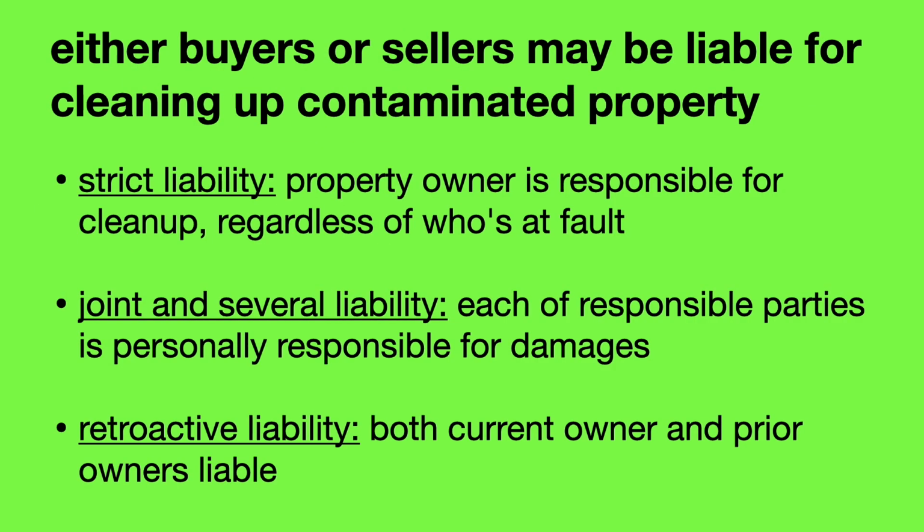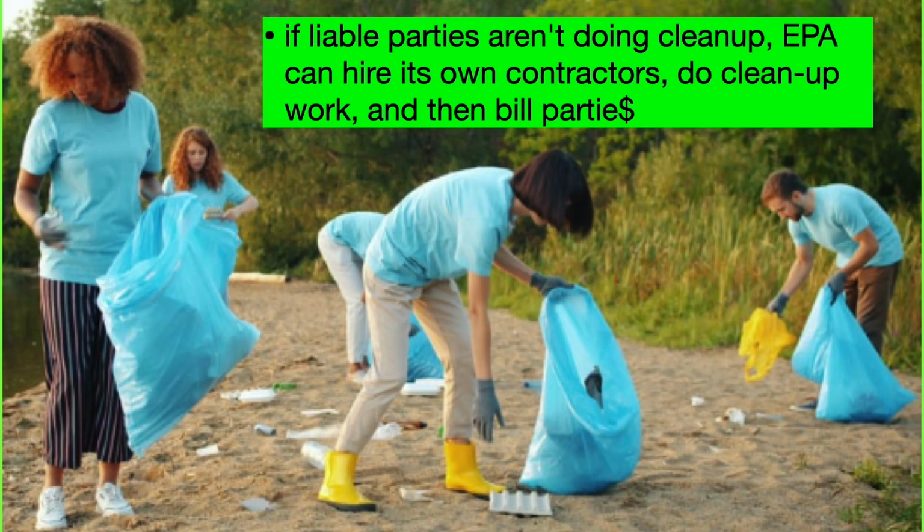Either buyers or sellers may be liable for cleaning up contaminated property. Strict liability: the property owner is responsible for cleanup regardless of who's at fault. Joint and several liability: each of the responsible parties is personally responsible for damages. Retroactive liability: both the current owner and prior owners are liable. If liable parties aren't doing cleanup, the EPA can hire its own contractors, do the cleanup work, and then bill the parties.